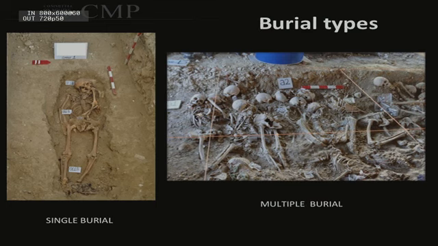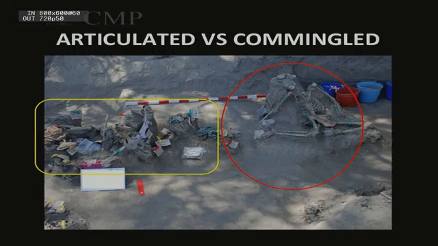In Cyprus, mainly we have two burial types: single burial and multiple burials. Single burial means we have a single grave with a single body. Multiple burial means we have one grave with multiple individuals in the grave. And we can also recover the remains in articulated or commingled order. Articulated means that you can see some anatomical articulations between the bones. For commingled, you don't see any anatomical articulations between the bones. They are mixed together.